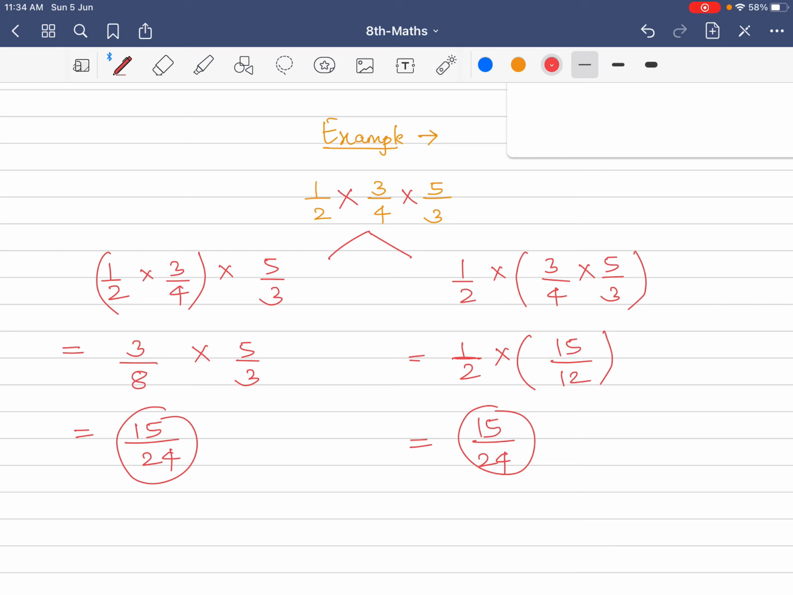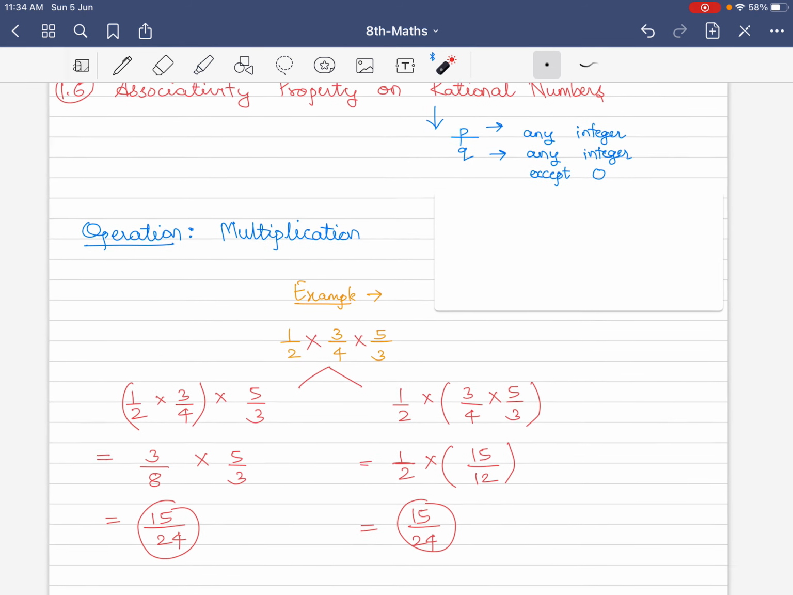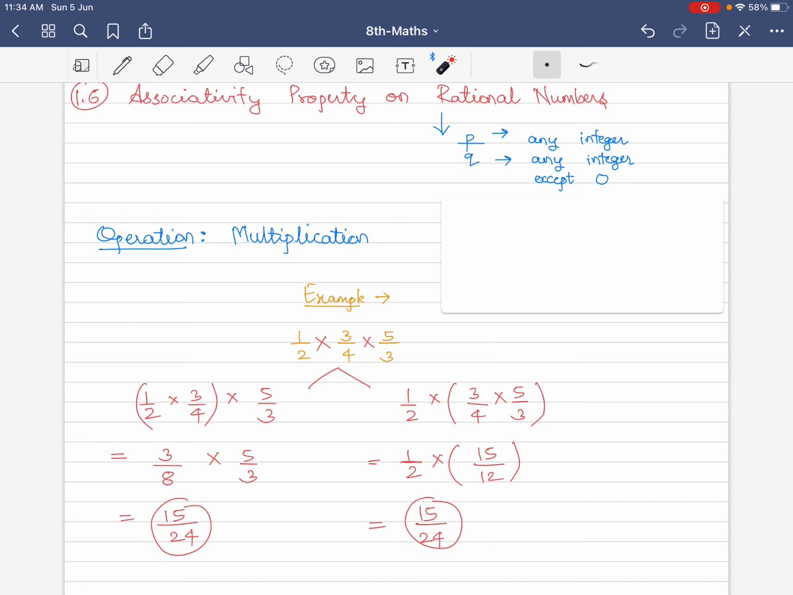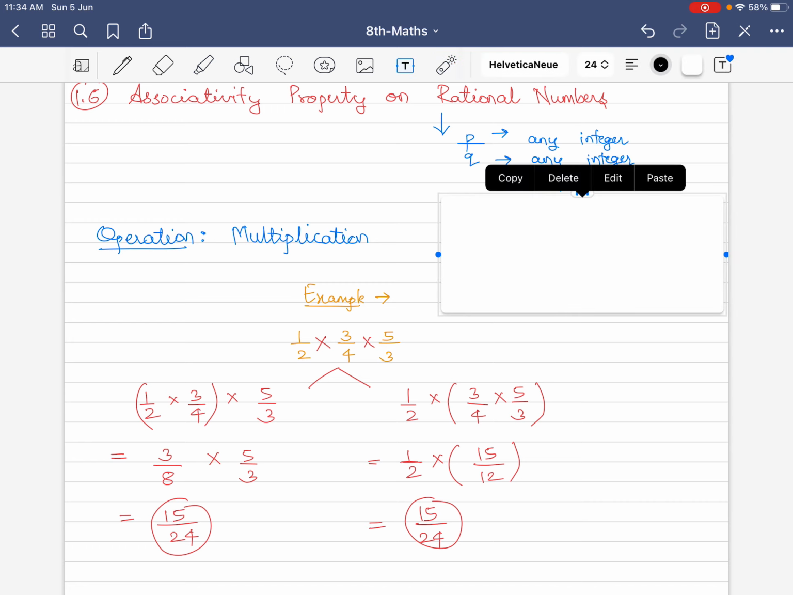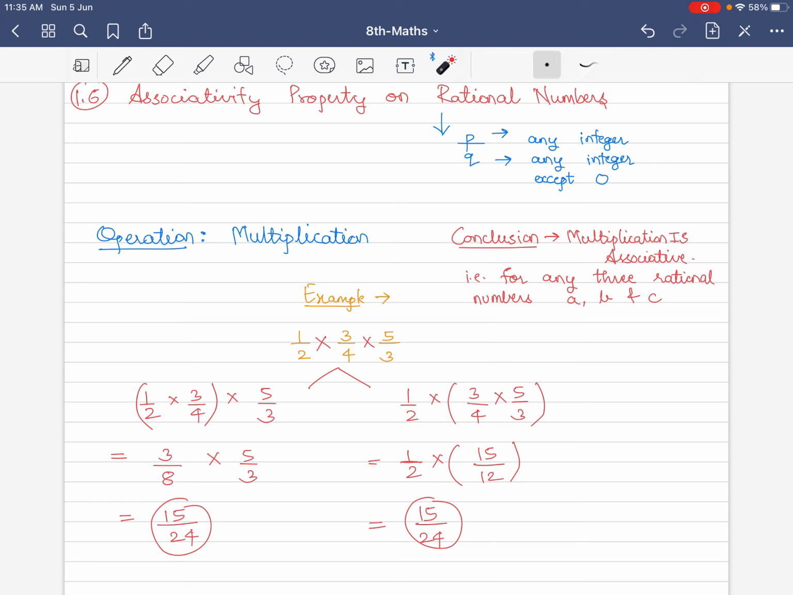So when it comes to multiplication of rational numbers, the way we associate the numbers, either the first two or the last two, does not matter. The output is going to be the same, and thus we say that the operation multiplication on rational numbers is associative. That's what we have noted down in our conclusion. Okay, so here it is.